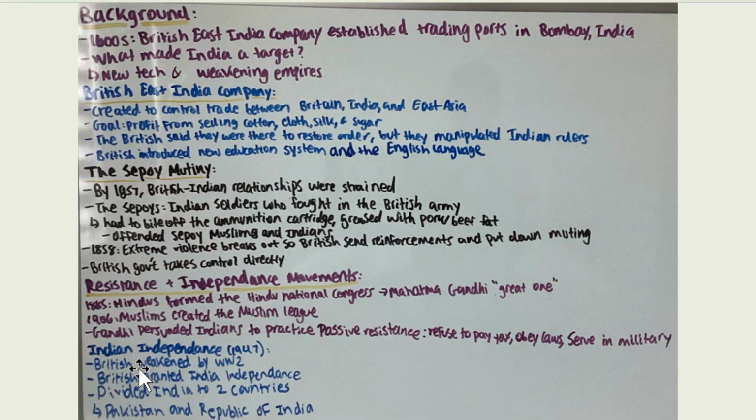Indian independence. In 1947, the British were weakened by World War II, so they granted India independence. However, India got divided into two countries, Pakistan and the Republic of India.